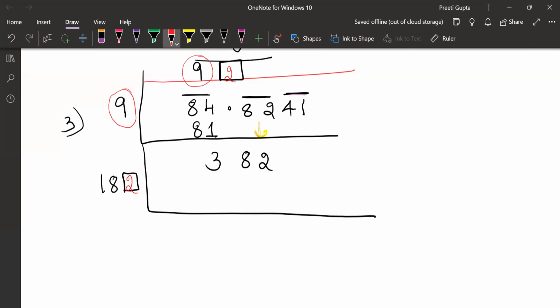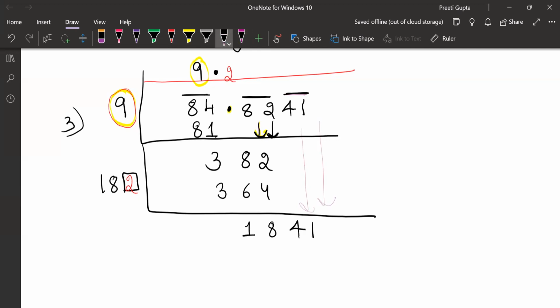But there's one more thing I need to tell you. See, the group after the decimal has already been carried forward. So first of all, in the answer you need to put the decimal point before the 2, because after you did 9 nines are 81, the decimal starts. So you need to put the decimal point over here. Now 382, I have taken 2, so 182 times 2 is 364. Now the difference is 18, and now the entire group is carried forward, that is 41.